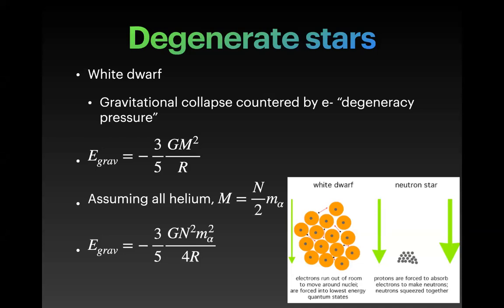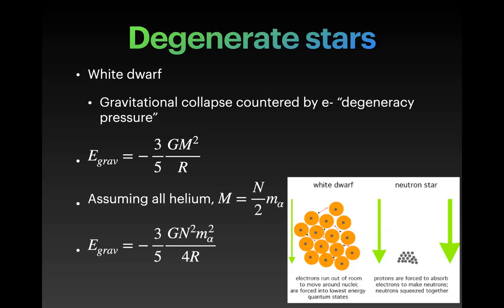Okay, so if we assume it's all helium, you would take the number of heliums times the mass of helium. But the reason why we have n/2 here is because that n is the number of electrons, right? Because we're looking at electron degeneracy pressure. And so we need to divide that by 2 because there are 2 electrons per helium. Right, so take that, plug it into that classical physics calculation, and we get an expression for the gravitational energy. And that's negative because it's an attractive force.